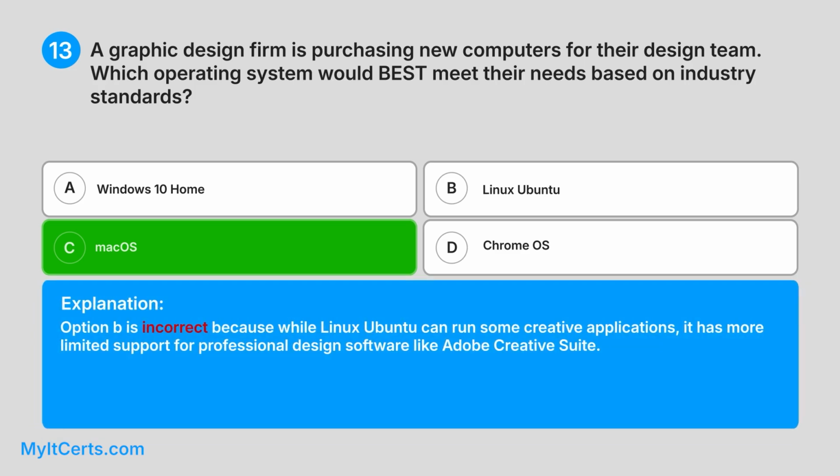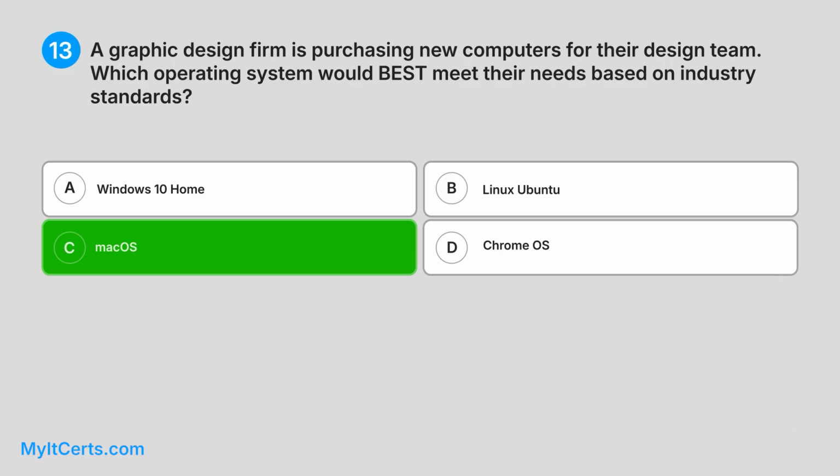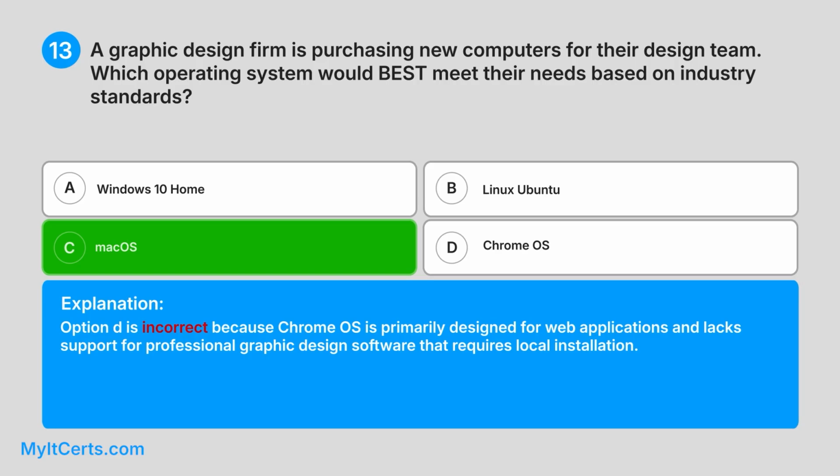Option B, Linux Ubuntu, is incorrect because while Linux Ubuntu can run some creative applications, it has more limited support for professional design software like Adobe Creative Suite. Option D, Chrome OS, is incorrect because Chrome OS is primarily designed for web applications and lacks support for professional graphic design software that requires local installation.